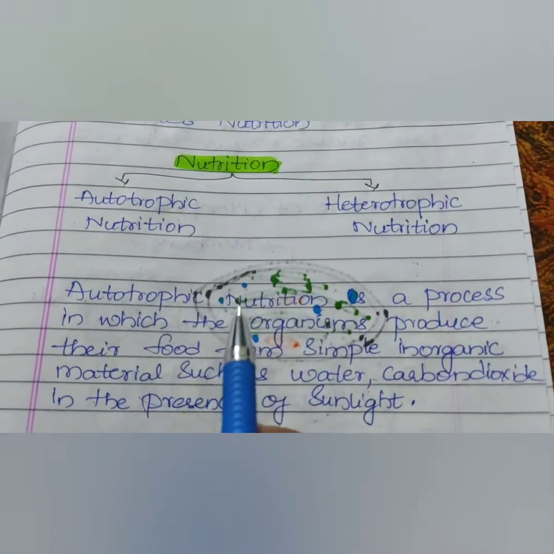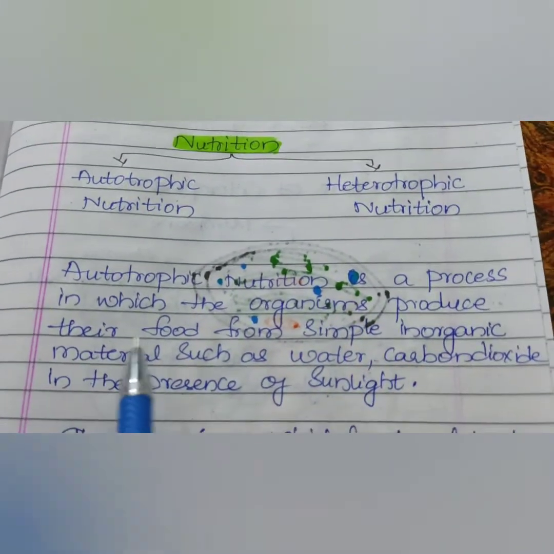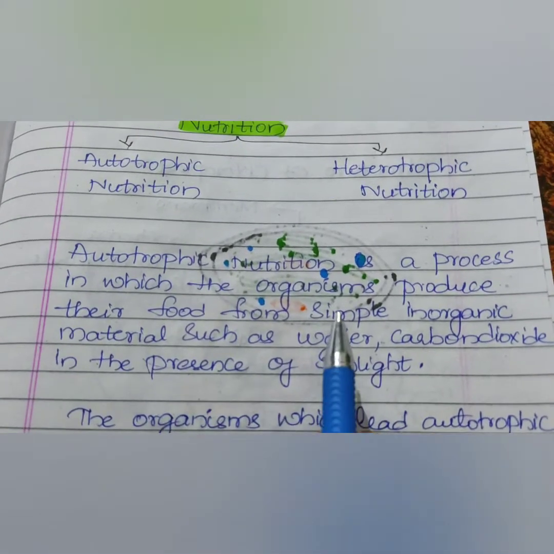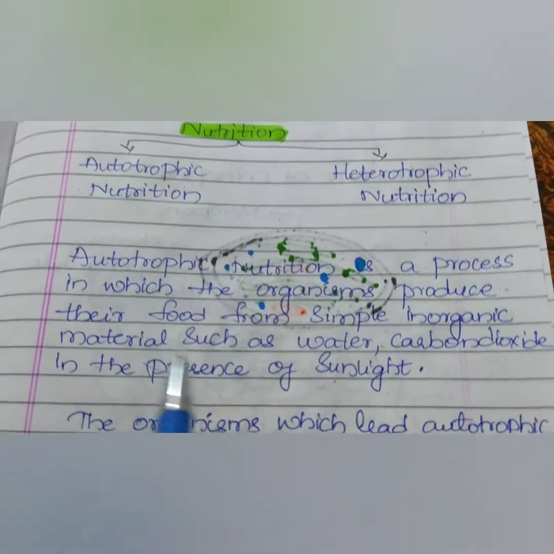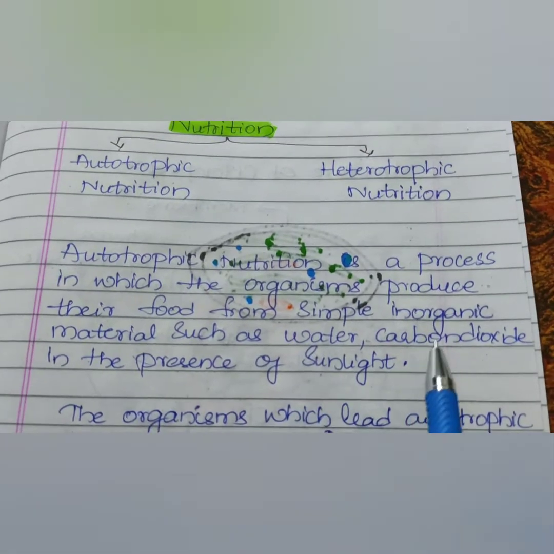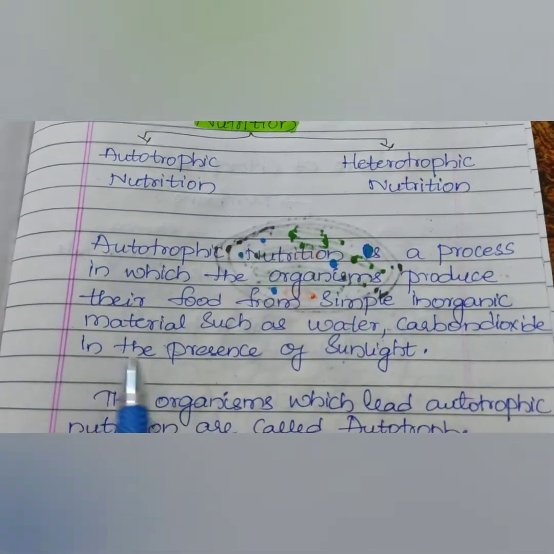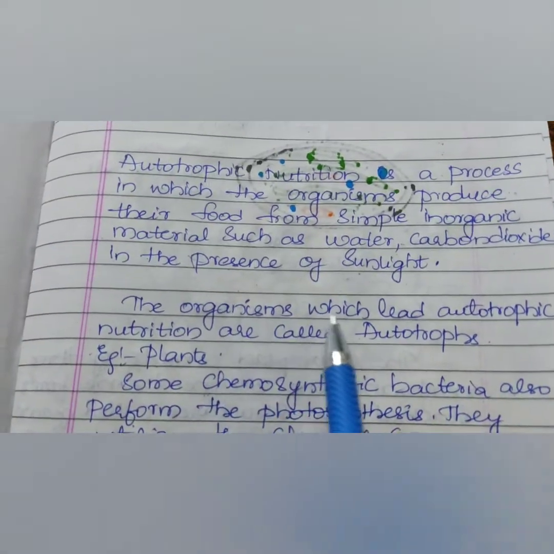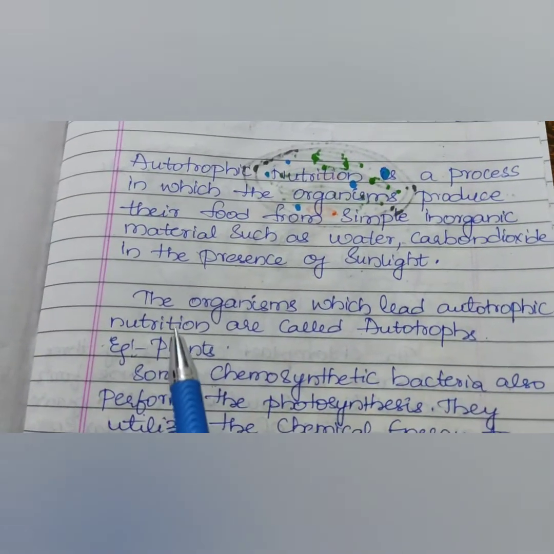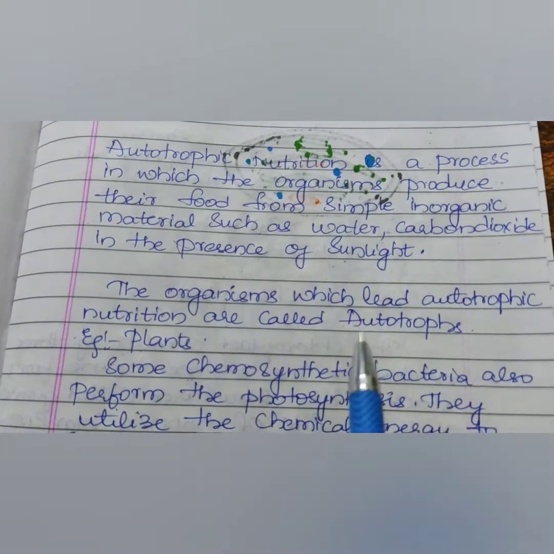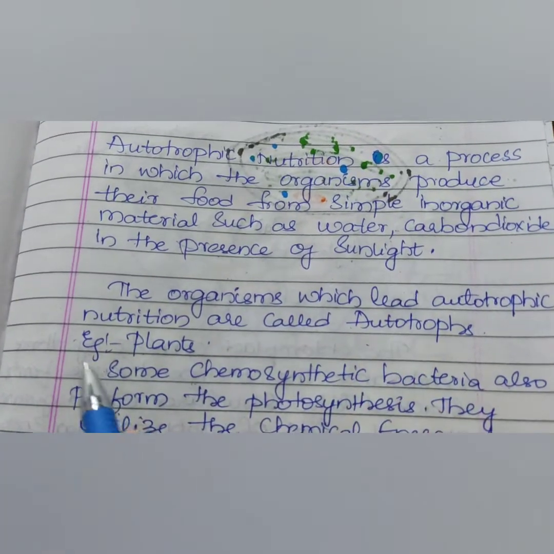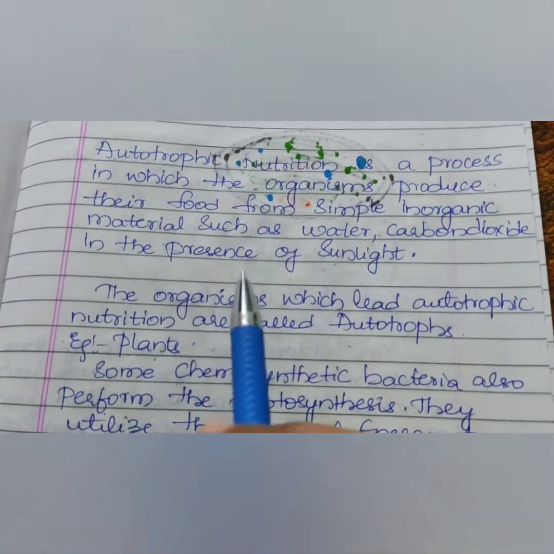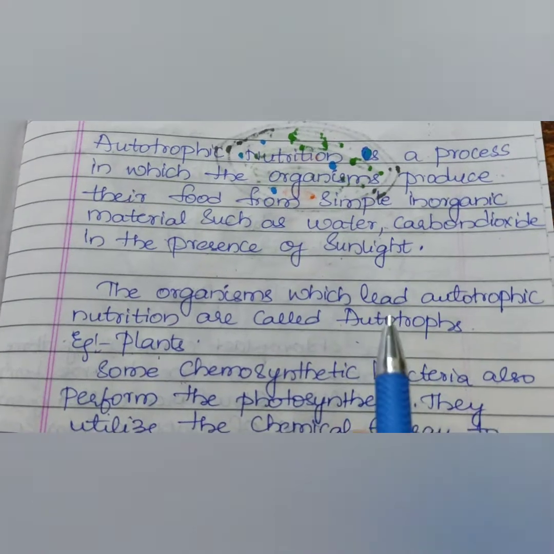Autotrophic nutrition is a process in which the organisms produce their food from simple inorganic materials such as water and carbon dioxide in the presence of sunlight. The organisms which lead autotrophic nutrition are called autotrophs. For example, plants can synthesize their own food material, hence they are known as autotrophs.